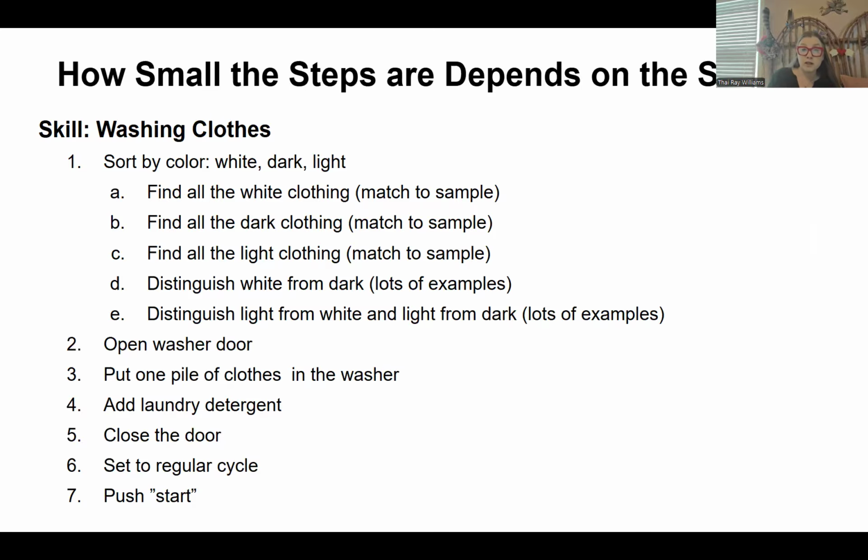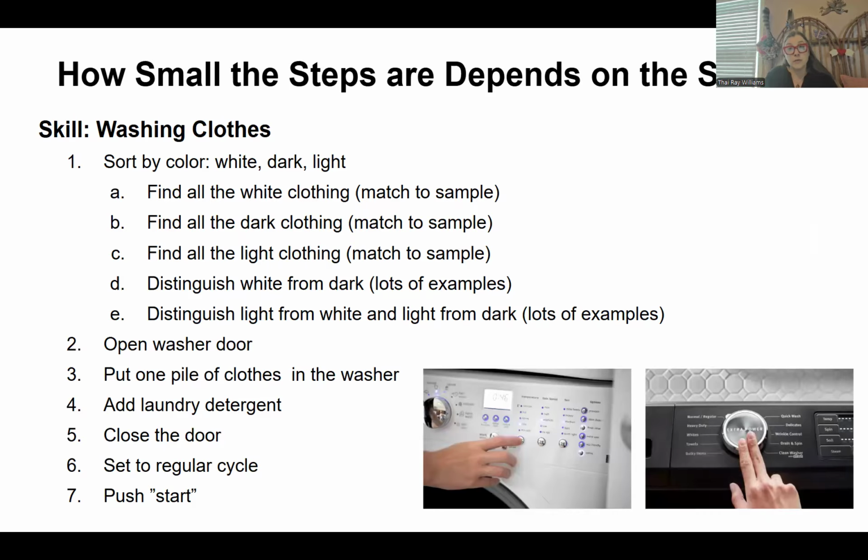And then we want them to distinguish lights from whites and darks, for example. And so you can see you might have to break the skill down into smaller steps. The other thing is we need to know what type of washing machine a student is using because there are different washing machines. So one task analysis may not work for every washing machine.